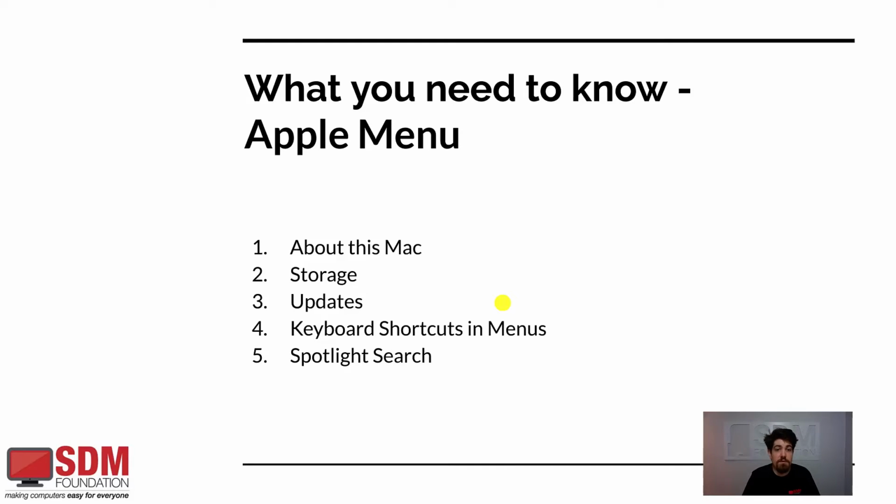Here are a few of the other ones. How About This Mac works, what is going on with your current storage, how much space you have left, where that space that's being taken up is allocated, where you find updates for your computer. You'll also be able to find keyboard shortcuts when navigating those menus. And Spotlight Search, a very useful feature on the Mac computers.